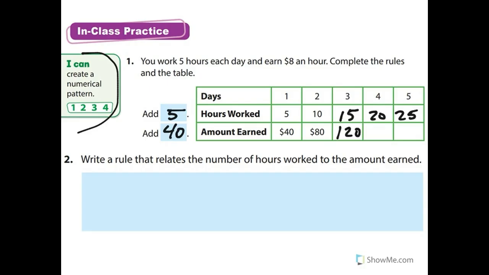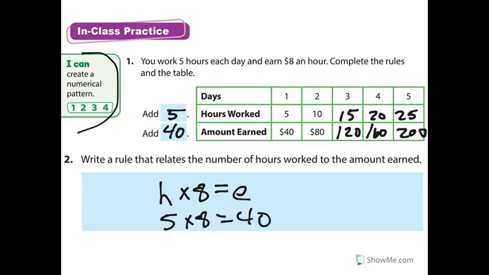So 120, 160, 200, and write a rule that relates the number of hours worked to the amount earned. Well, if I was relating that, I would do hours times 8 equal earned, right? So the H is 5. We do times 8. It's going to be 40, right? 5 times 8 is 40.